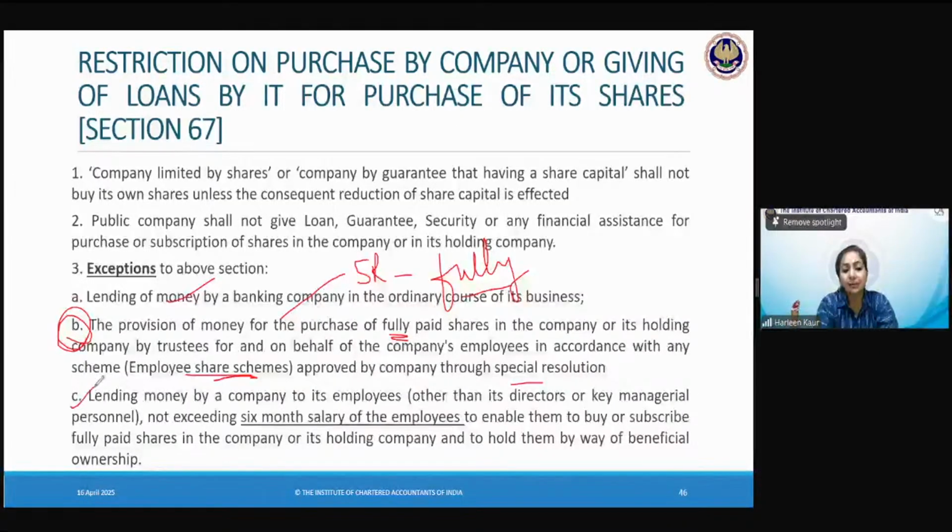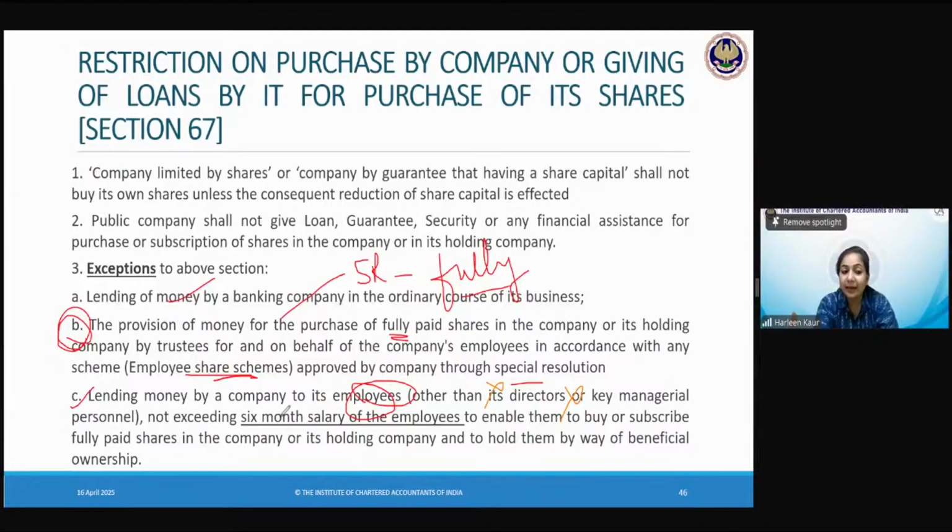And what is the third exception? Lending money by a company to its employees other than directors or KMPs. So who are these employees? These are a smaller category of employees. They are not the directors or KMPs. So can we lend money to directors and KMPs? No, ma'am, not at all. They are not part of the exception.